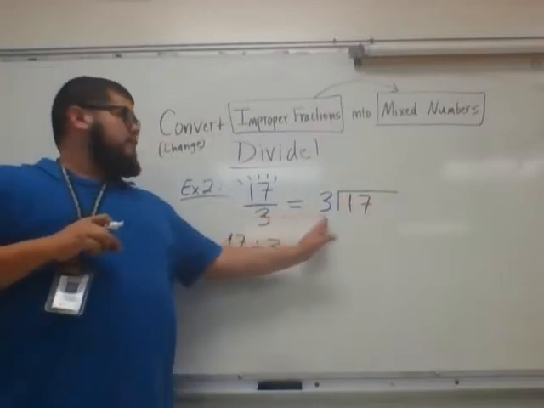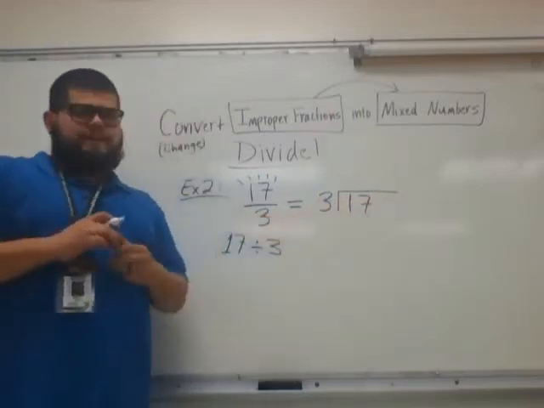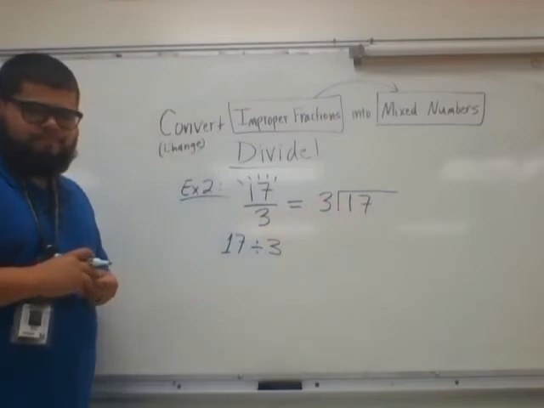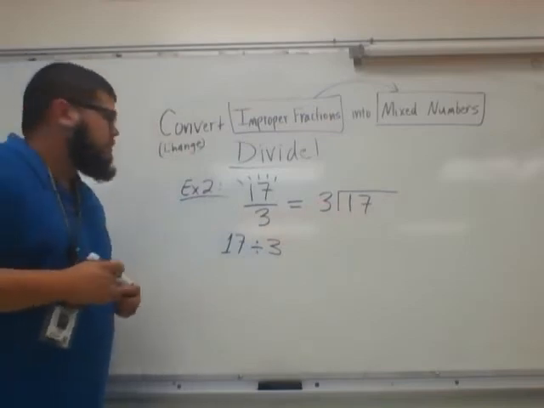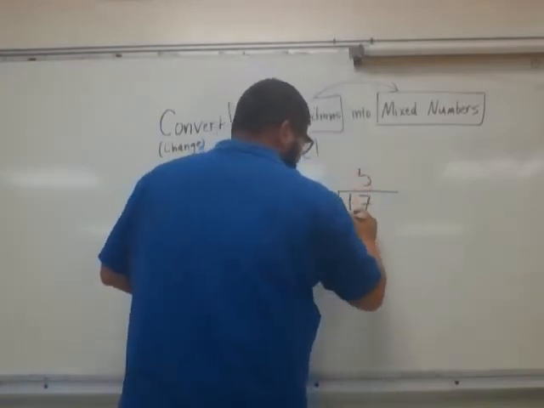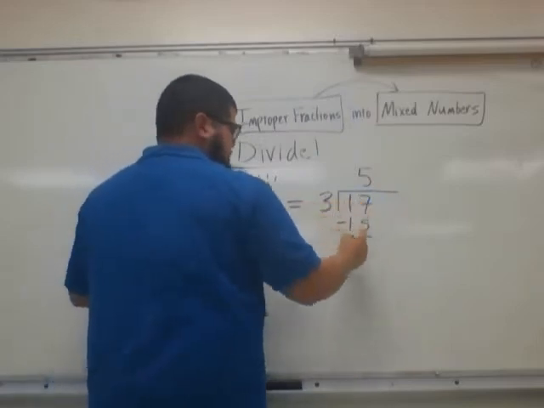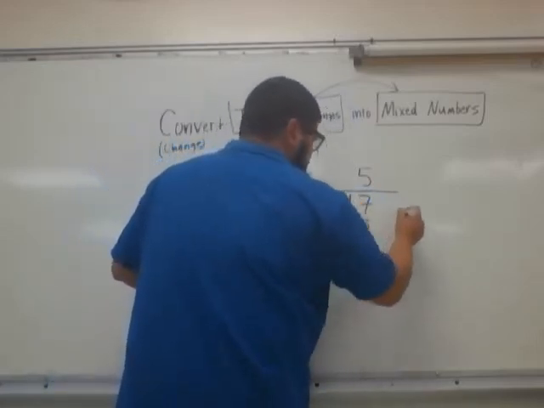All right, now, 3 won't go into 1. We know that. How many times will 3 go into 15? 5, right? So 3 times 5, we get 15. 17 minus 15, we end up with 2.